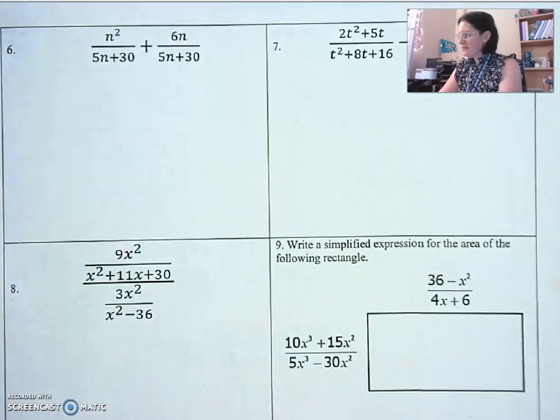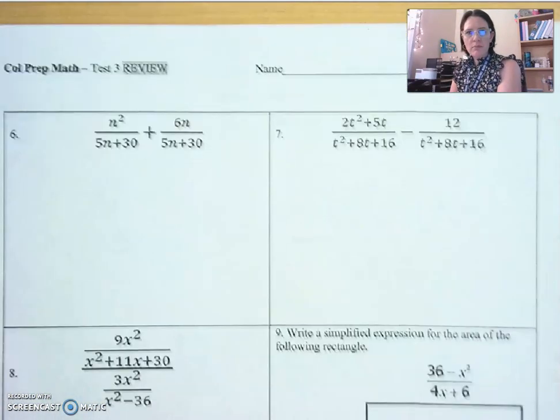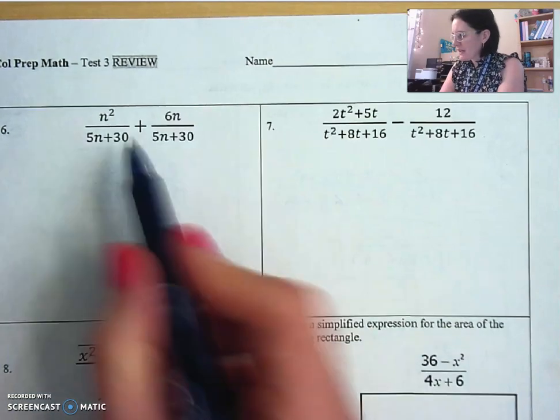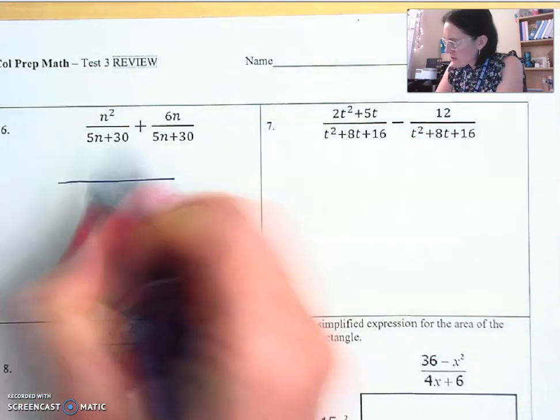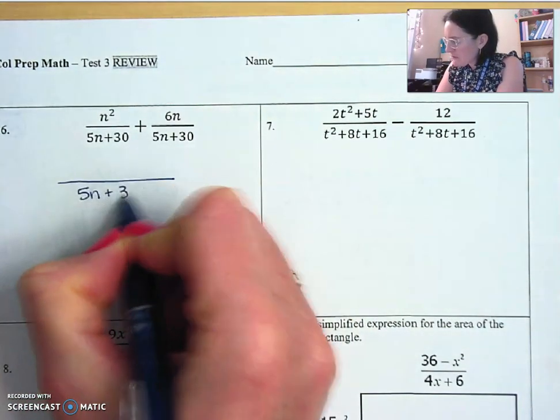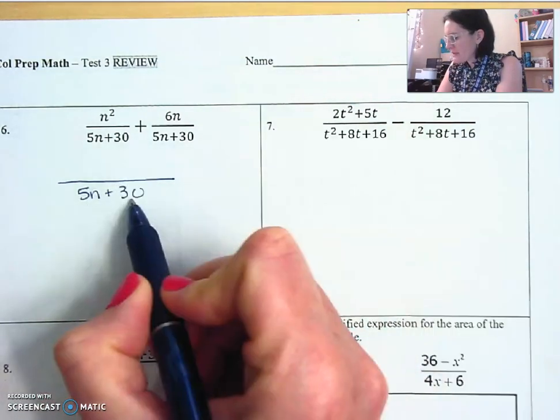And then on the back, both of these problems on the top already have a common denominator. So we are going to go ahead and combine. So the common denominator already matches.